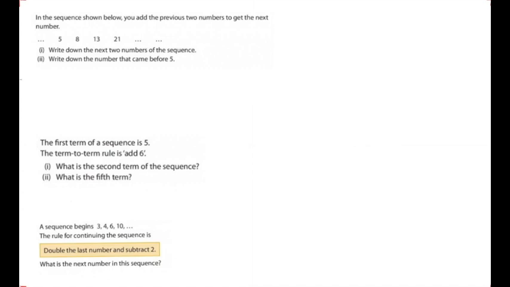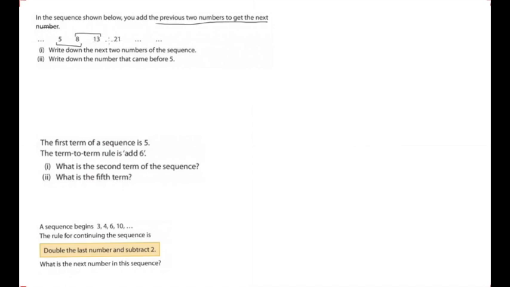So let's have a look at this question up here, okay? In the sequence shown below, you add the previous two numbers to get the next number. So the rule is you add the previous two, the two numbers before, to get the next number. So let's look here and have an example. So 5 plus 8. If I add these two together, I get the next number. So 5 plus 8 would be 13. Brilliant. If I add 8 and 13, I will get 21, don't I?